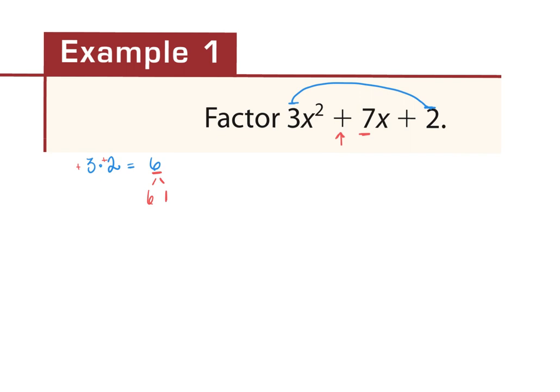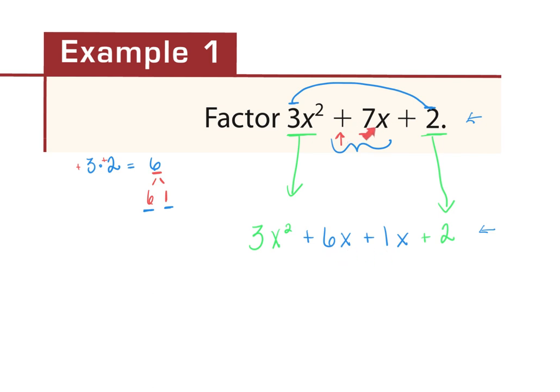And so that's what we're going to do. We are going to rewrite this trinomial into a 4-term. This is the way we do it. We leave the first term alone, 3x squared. We leave the last term alone, plus 2. We are going to split up the middle term using these factors. So instead of 7x, we're going to write a positive 6x and a positive 1x. Does everybody see how this 4-term equals this 3-term? If I were to combine these terms, I would get this. I have not changed it. I've just rewritten it. Now I have a 4-term, and I am going to factor by grouping.